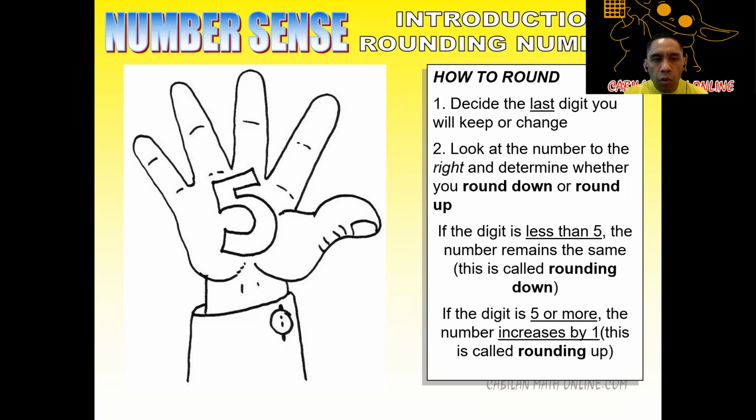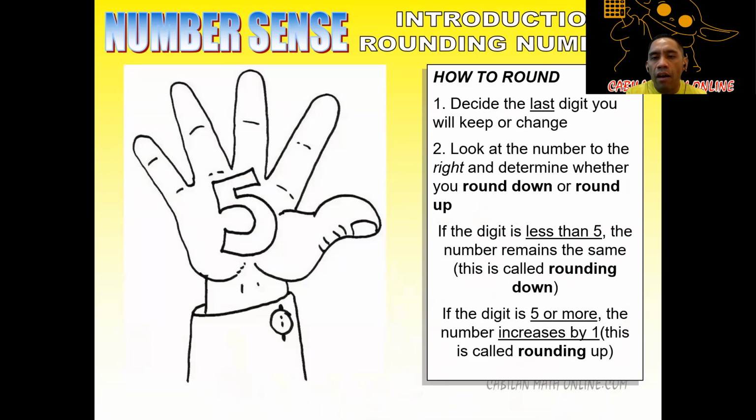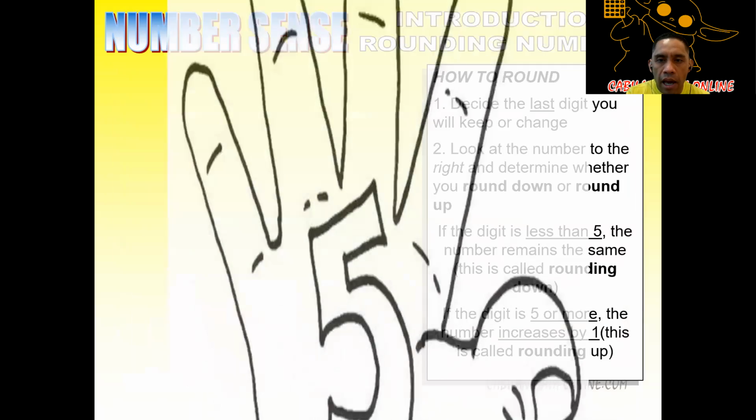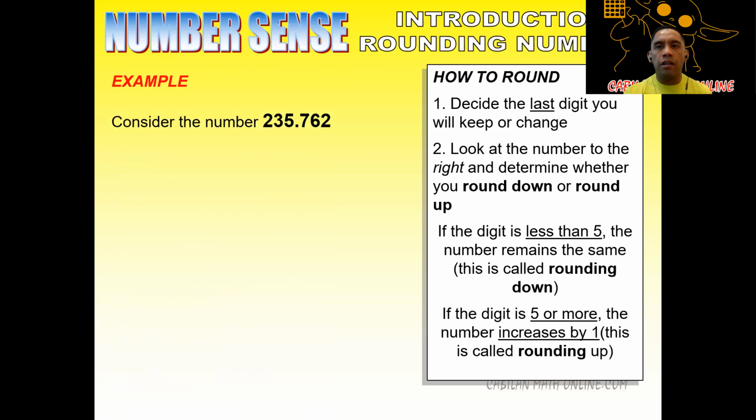So, as we're going through these over here, the purpose of the number 5, again, is to determine whether the number rounds up or down. As you can see here, it says if the digit is less than 5, the number remains the same, and that's called rounding down. Whereas if the digit is 5 or more, then it increases up by 1, which is an example of rounding up. So let's take a look at an example to make this a little bit clearer.